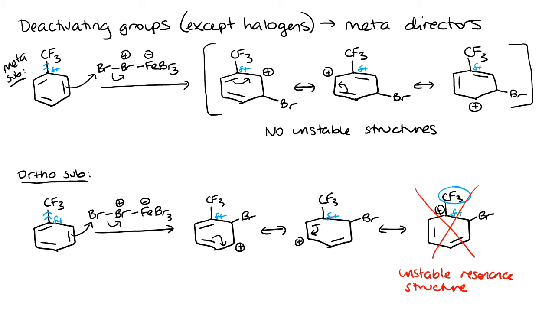So with ortho substitution, and it's also going to be the same with para substitution, we end up with a highly unstable resonance structure. So as a result, we would really only end up with 2 resonance structures, and we know that more resonance structures are going to be better for the molecule as a whole. So for deactivating groups, except for the halogens, we would always get the meta direction because we would end up with 3 stable resonance structures for the arenium ion intermediate.